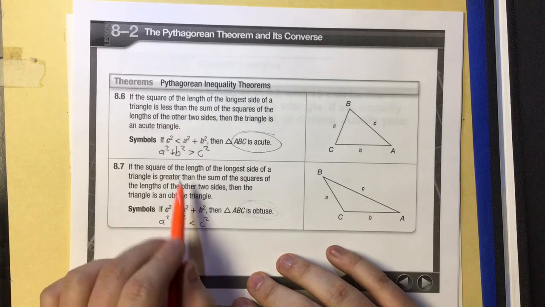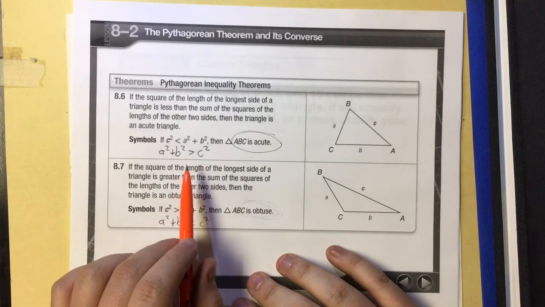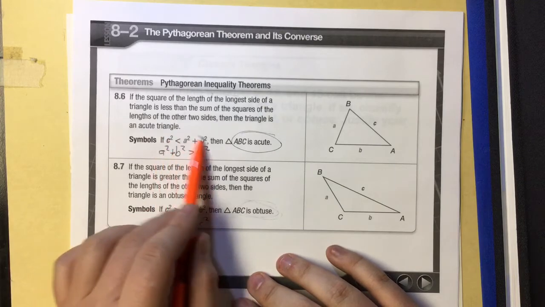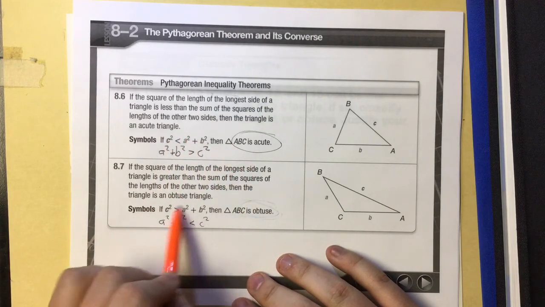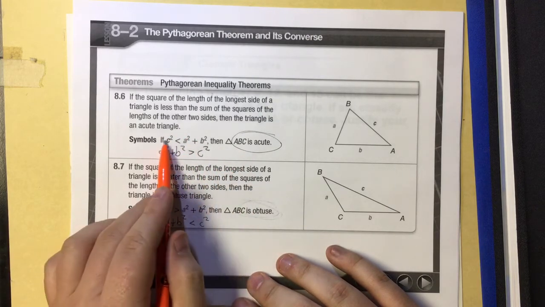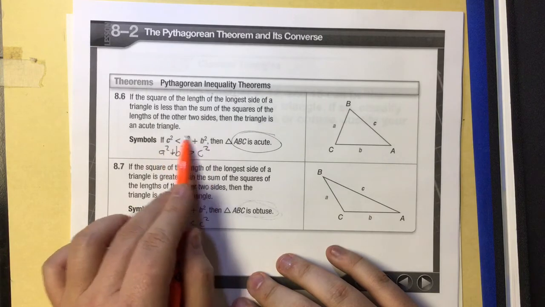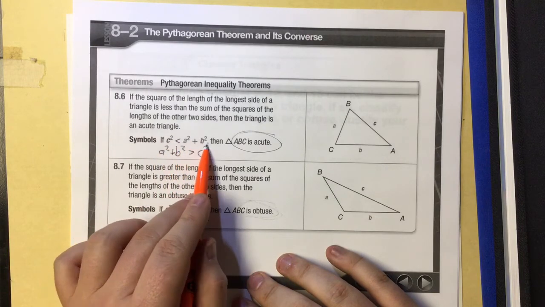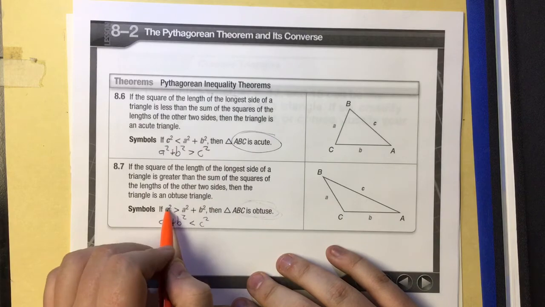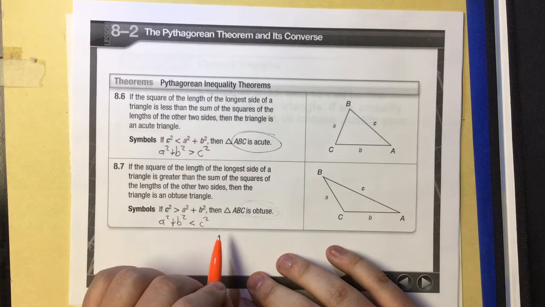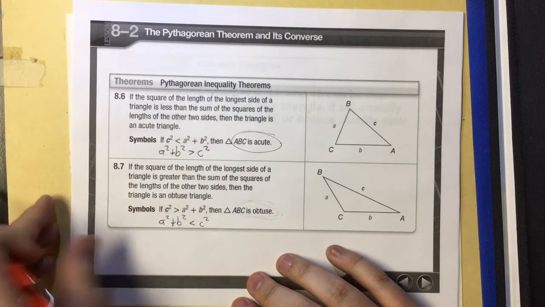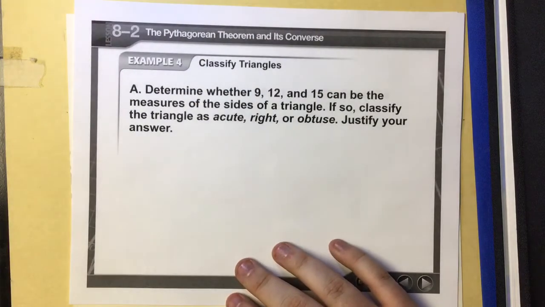It doesn't matter which one you think of. You just need to know that if this inequality is true, it's acute. If this inequality is true, it's obtuse. I personally have it memorized the way it says up here. C squared is less than a squared plus b squared. That makes it acute. And if c squared is greater than the other 2 sides added up, that makes it obtuse. So let's take a look at how this works.